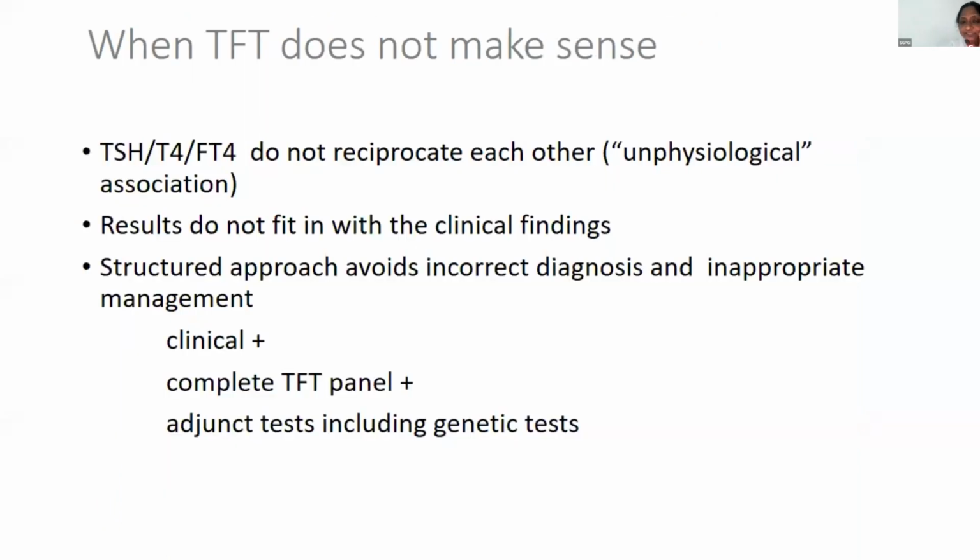So when thyroid function test does not make sense, when TSH, T4, and free T4 do not reciprocate each other, it's an unphysiological association. When the results do not fit in with the clinical findings, we need a structured approach to avoid incorrect diagnosis and inappropriate management. Correlate clinically, with a complete TFT panel including T3, and adjunct tests including genetic tests.